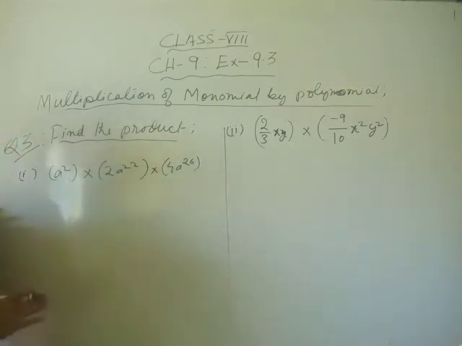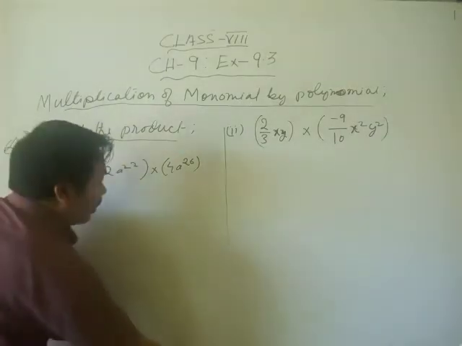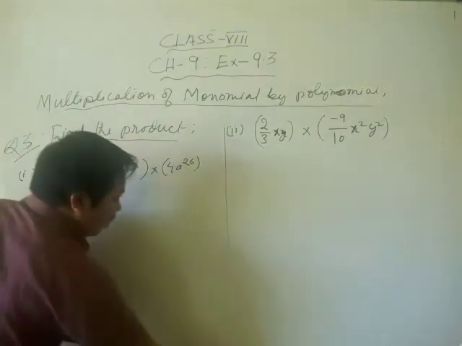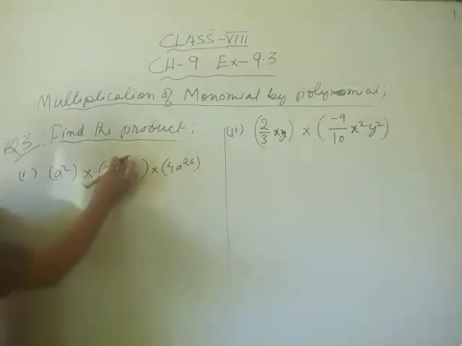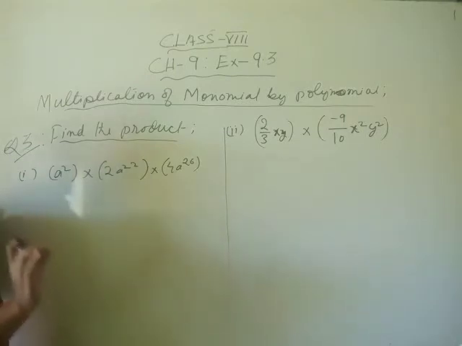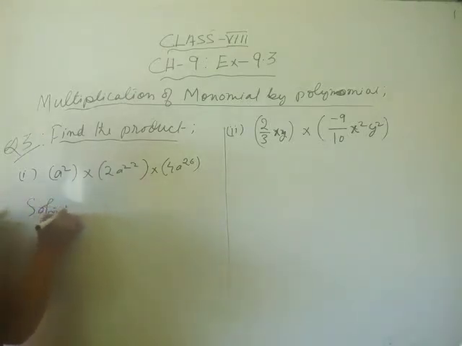So what we have to do first of all is multiply all the coefficients. These numbers are not coefficients, they are the powers of the variables. They are the degree of the expressions. The power is called the degree of the expression. Okay. So now in the solution, we first multiply all the coefficients.